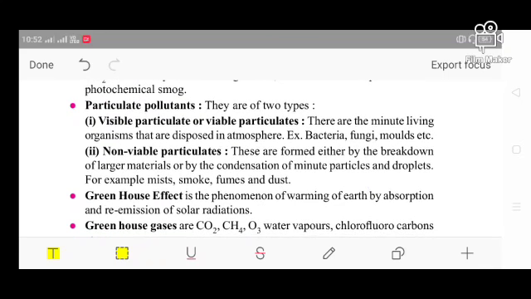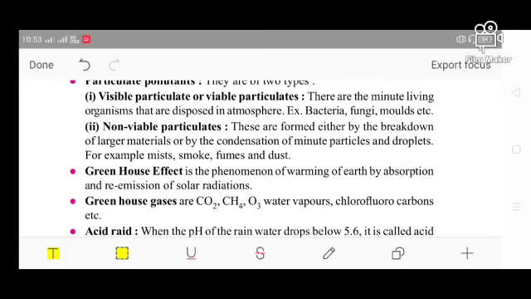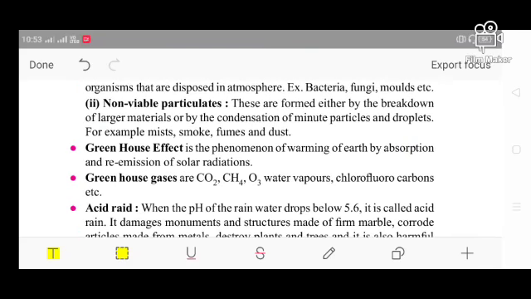After that, the non-viable particulates. Those are formed either by the breakdown of large material or by the condensation of minute particles or droplets. So they may be broken down from large particles, or formed by condensation of small droplets to form non-viable particulates. For example, mist, smoke, fog, fumes, dust, etc. These are the non-viable particulates.